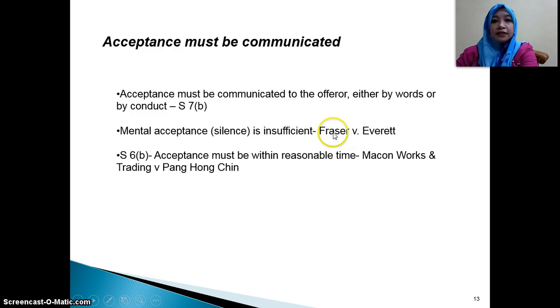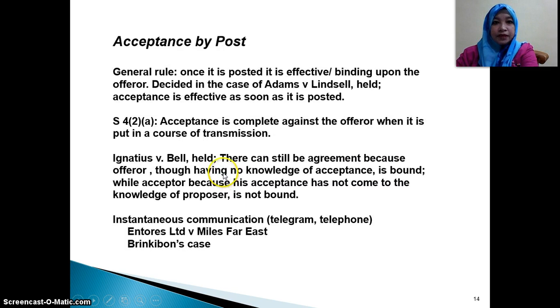Refer to case Fraser and Everett. According to section 6(b), acceptance must be within a reasonable time. This is the name of the case. Acceptance, how about acceptance by post?